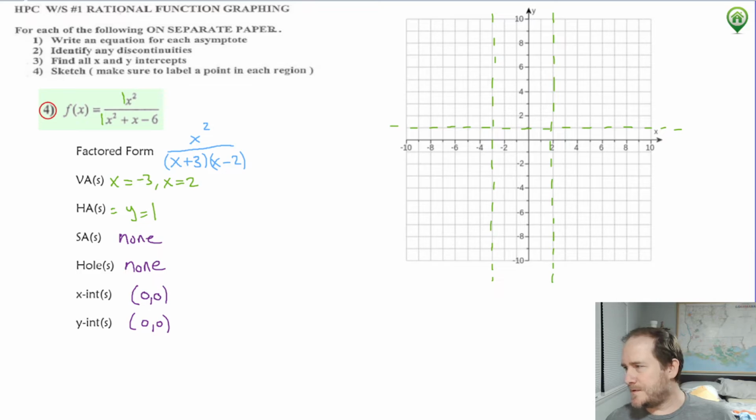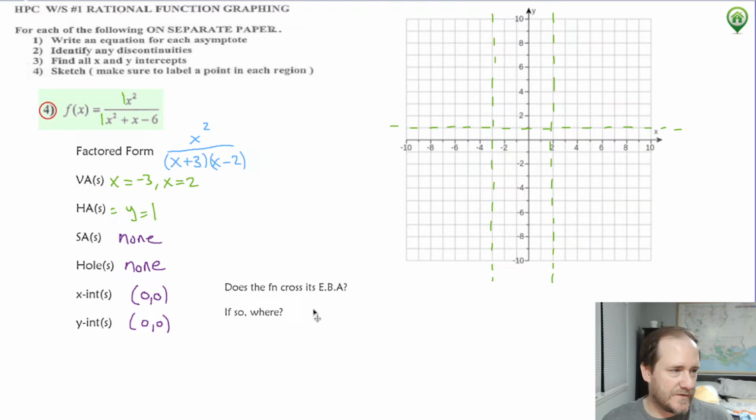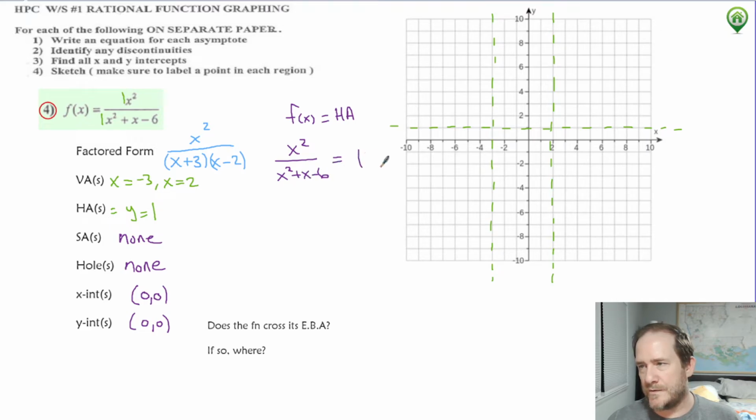So what other question am I supposed to consider before I start putting pen to paper? Don't forget, you're supposed to check and see if the function crosses its end behavior asymptote. To check that, you're going to grab the whole function, all of f of x, and set it equal to whatever the equation of the end behavior asymptote is. For us, that's a horizontal asymptote, and that is just 1. So we're just going to go x squared over x squared plus x minus 6, and set that equal to 1.